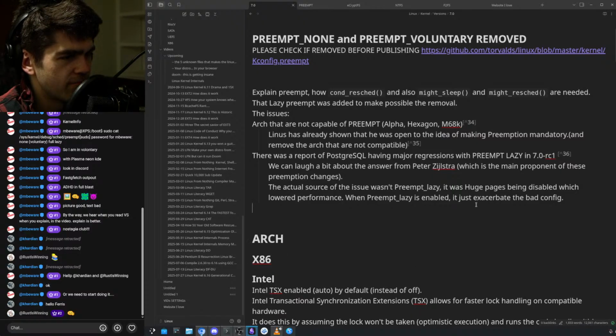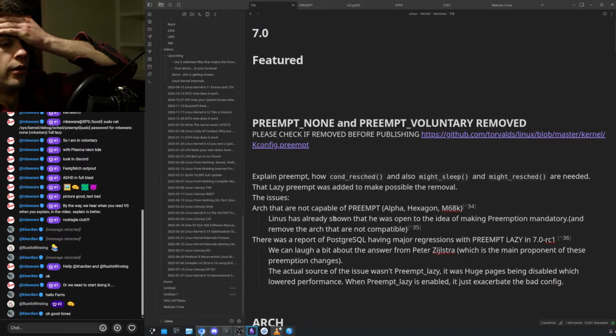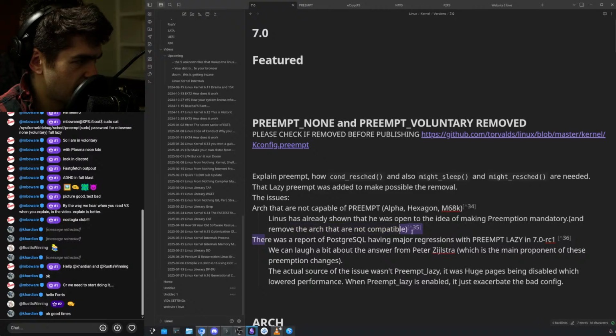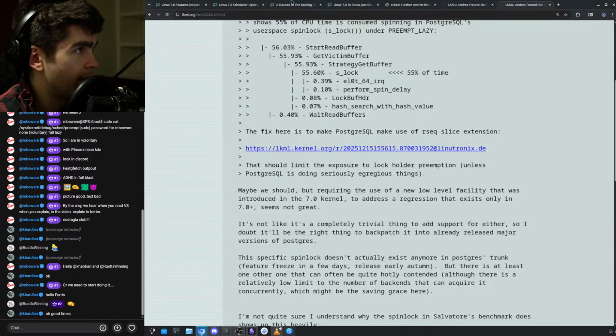Alright. So, okay. This is removed, blah blah blah. Fuck arches. Oh, good times. Good times, indeed. Okay, so that's all good. I think I've yapped enough about this.